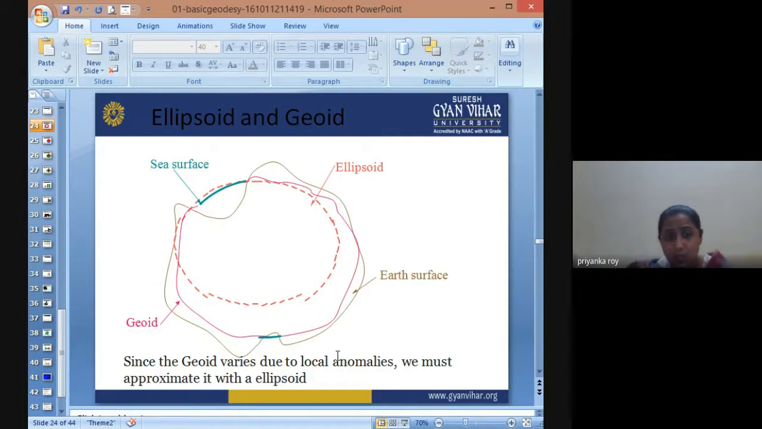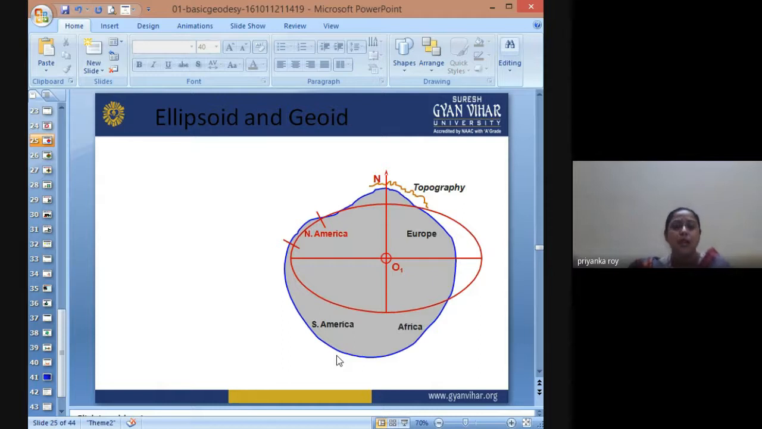Okay, since the geoid varies due to local anomalies, we must approximate it with the ellipsoid. So this is the difference between the geoid, the ellipsoid, and the actual surface of the earth. This is an ellipsoid trying to reference the earth, where you are leaving out the shape of the South American continent, and only North America is closely represented by this ellipsoid technique.